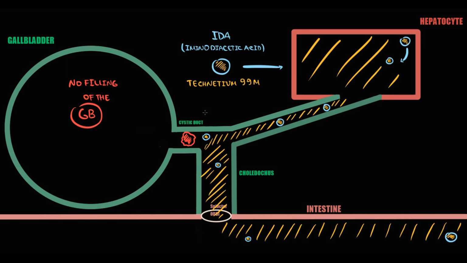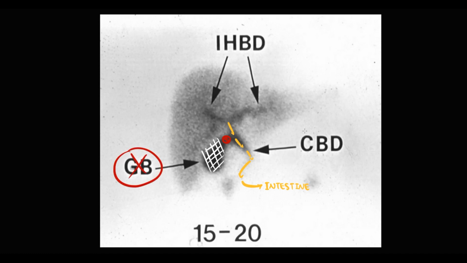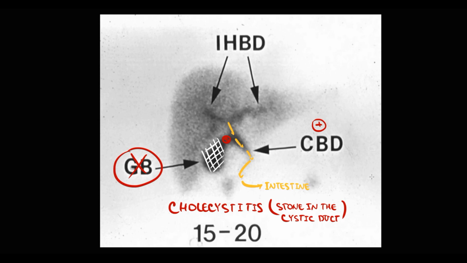So if everything is normal, we can see the entire biliary pathway, with the bile ducts, gallbladder, common bile duct, and intestine. But if a stone causes obstruction of the cystic duct, bile cannot pass into the gallbladder. As a result, iminodiacetic acid cannot enter into the gallbladder, and without iminodiacetic acid, we cannot see the gallbladder on a scan. And a state when we cannot see the gallbladder, but the common bile duct and intestine are visible, is highly suggestive of a stone that causes obstruction of the cystic duct, and this condition we call acute cholecystitis.